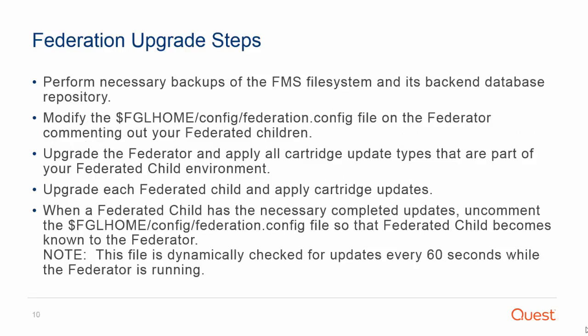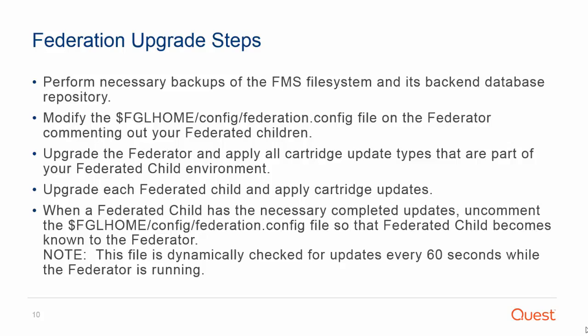Federation upgrade steps. Perform the necessary backups of your FMS file system and its backend database repository. Modify the FGL home config federation.config file on the federator, commenting out your federated children. Then upgrade the federator and apply all cartridge update types that are part of your federated child environment.